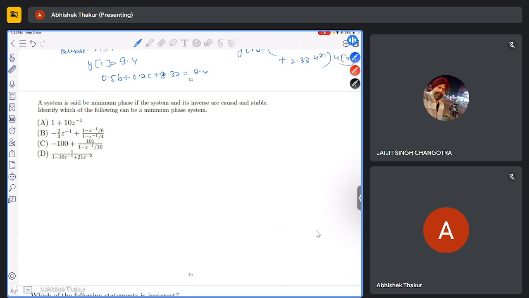The system is said to be minimum phase if the system and its inverse are causal and stable. Identify which of the following can be a minimum phase system. So minimum phase system means the system and its inverse are causal and stable.